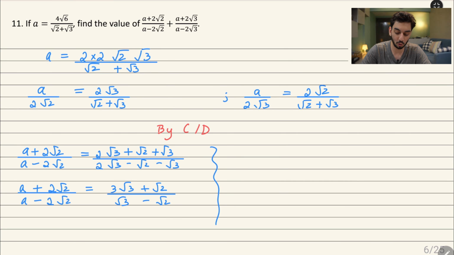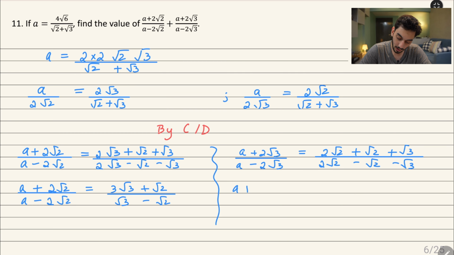Now in the second part I would do the same exact thing. So it becomes a plus 2 root 3 upon a minus 2 root 3 is equal to 2 root 2 plus root 2 plus root 3, and in the denominator it would get subtracted. So 2 root 2 minus root 2 minus root 3. So a plus 2 root 3 upon a minus 2 root 3 would be equal to 2 root 2 plus root 2 is 3 root 2 plus root 3. In the denominator, 2 root 2 minus root 2 is just root 2 and then minus root 3.